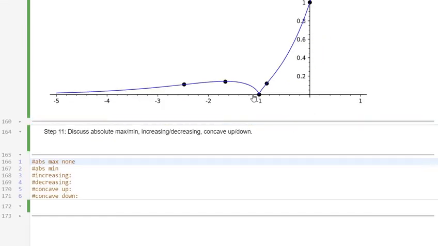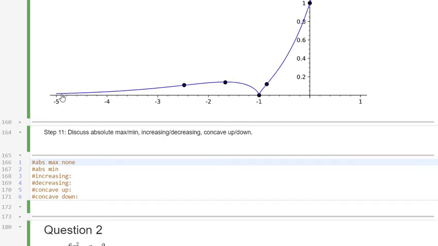Now the absolute minimum, right here. This local minimum is the absolute minimum. Remember, this thing is approaching the x-axis. It never crosses, never touches. So the absolute minimum is 0. That occurs when x equals -1.